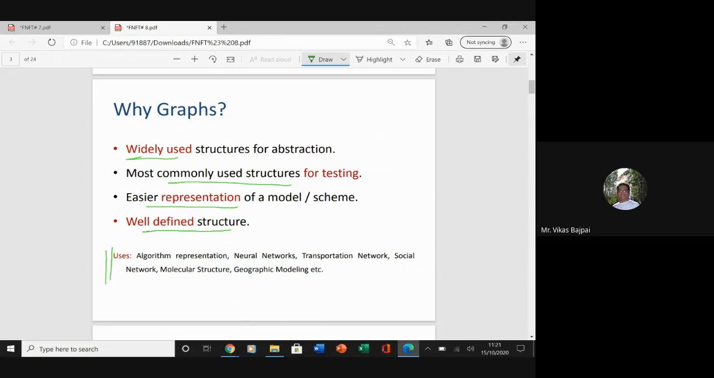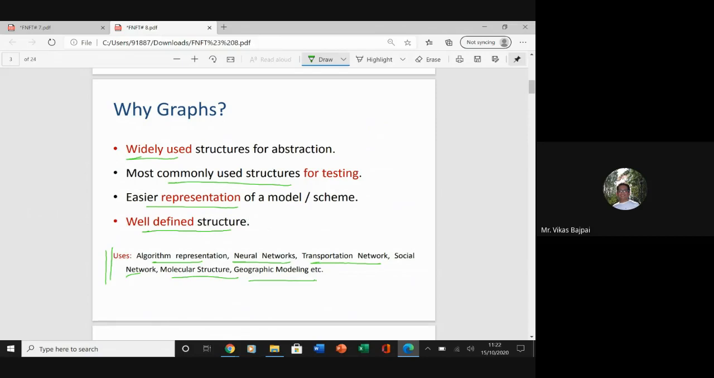So what we do is we use graphs in our algorithm representation. We are using graphs in neural networks a lot. We talk about transportation networks, social networks, molecular structure, geographic modeling. So everywhere we find that we are using these graphs.